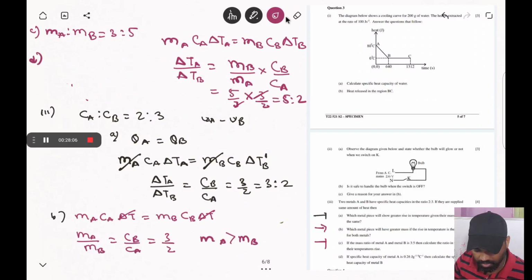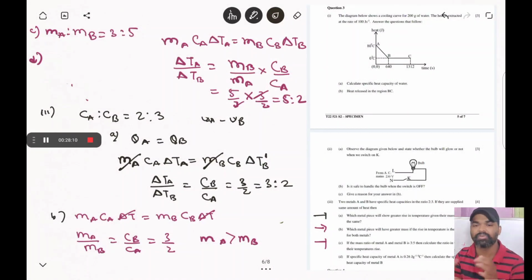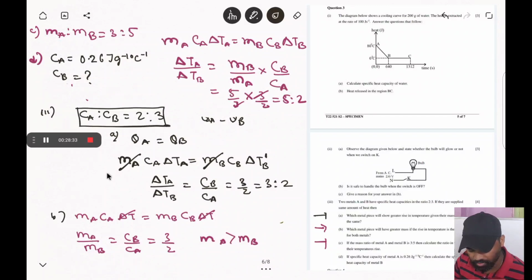Now, number D is very easy. Even a child of class 7 can do that, based on ratio concept. If specific heat capacity of A, so Ca is given as 0.26 joule per gram per degree centigrade, calculate the specific heat capacity of metal B. They are asking Cb. Look carefully. Ca by Cb is given to us. We'll use this relation only.